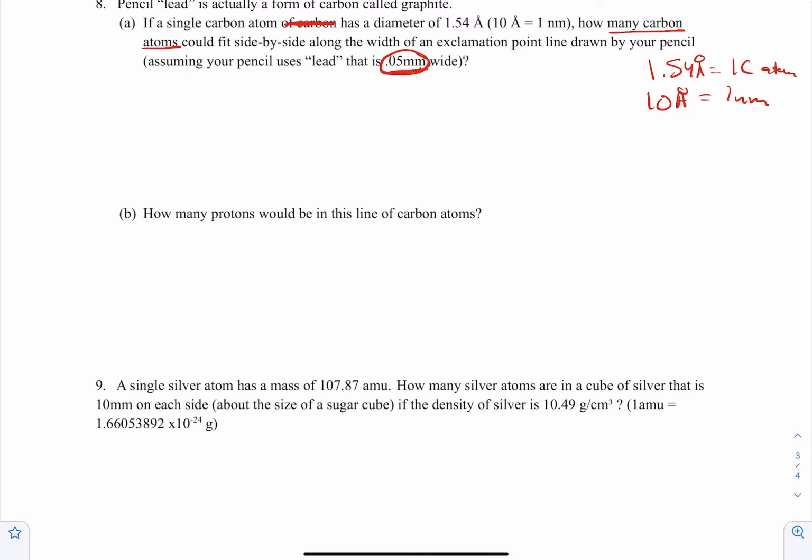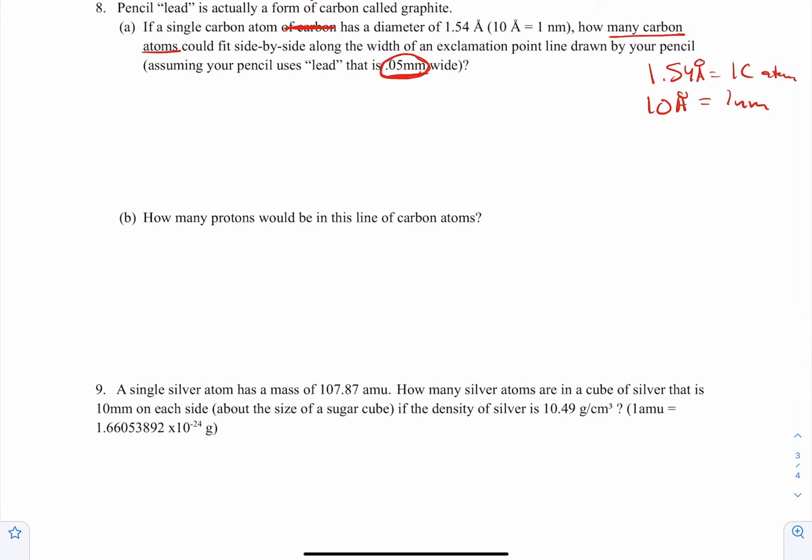And remember that we start every dimensional analysis with the measured value that they give us. In this case, this here is the measured value, 0.05 millimeters. That's a measurement. Millimeters is a measurement, and it's not a conversion factor per se. Technically, you can say 0.05 millimeters per line drawn or whatever, but we don't need to put that. So 0.05 millimeters. And within this 0.05 millimeters, I need to figure out how many carbon atoms are there.